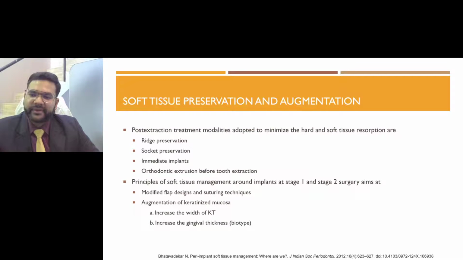Now, how can we preserve the soft tissue? There are some post-extraction or pre-extraction treatment modalities which can be adopted, like ridge preservation, socket preservation, putting immediate implants, doing a socket shield, and also orthodontic extrusion before the tooth extraction to maintain that bone and soft tissue volume.